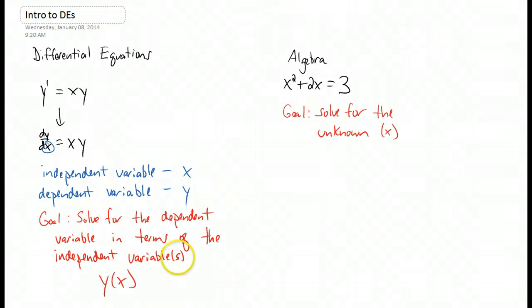Now I did put a little s in parentheses here. There could be more than one independent variable. That's really a problem for a future course, not this Intro to Differential Equations course. But we'll talk a little bit about that later.